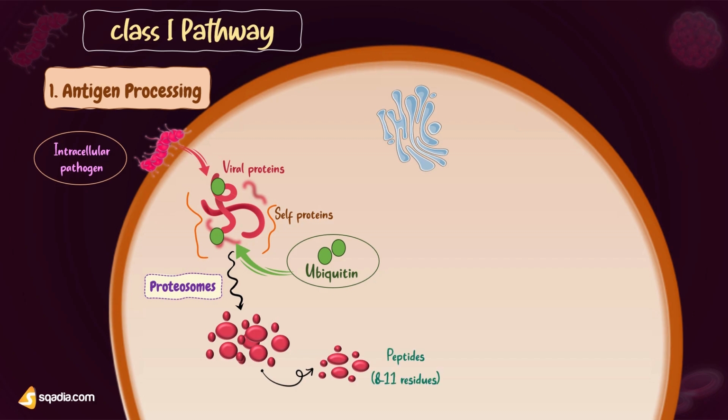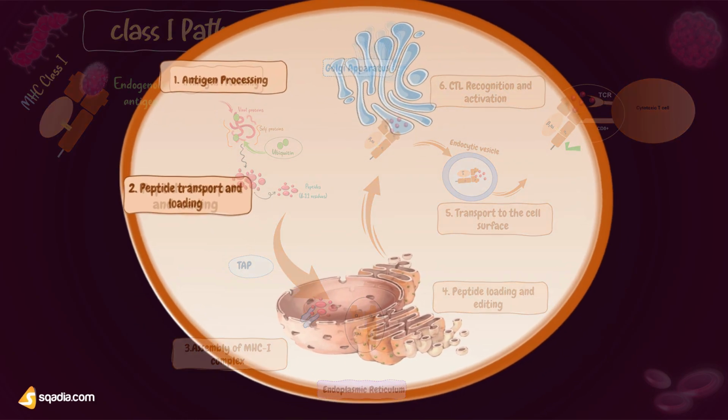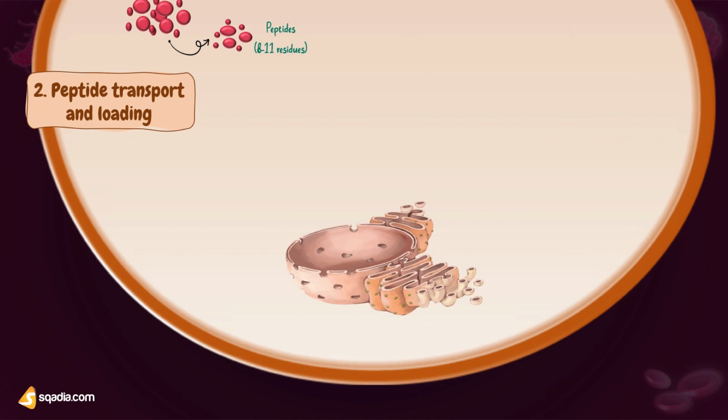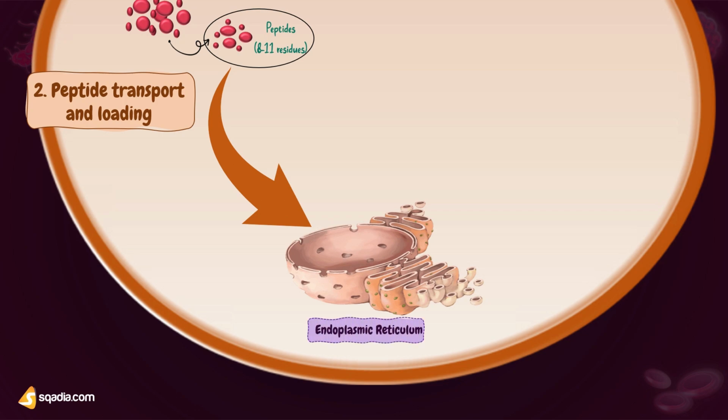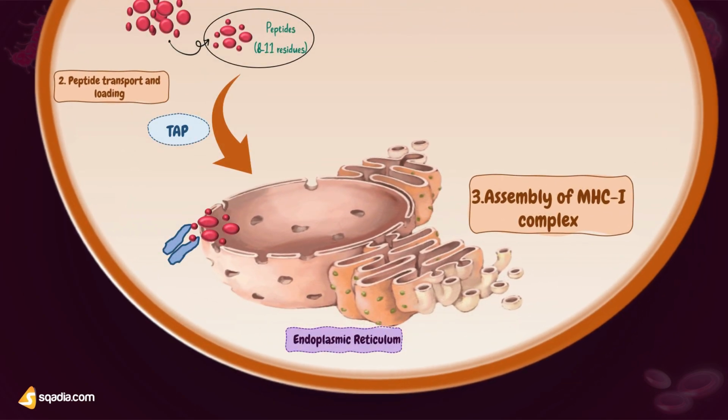Now, after this antigen processing, the next step is peptide transport and loading. The generated peptides of required length are then transported to the endoplasmic reticulum (ER) by the transporter associated with antigen processing proteins, simply called TAP proteins. TAP proteins facilitate the transport of peptides from the cytoplasm into the ER, which is the site for synthesis of MHC Class I molecules. After this transportation, the next step is assembly of the MHC-1 complex.